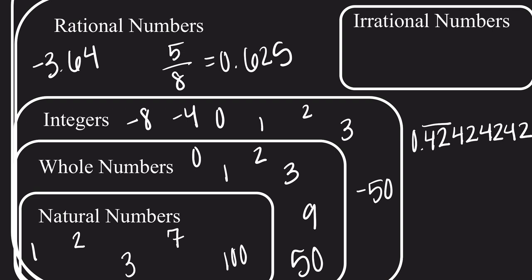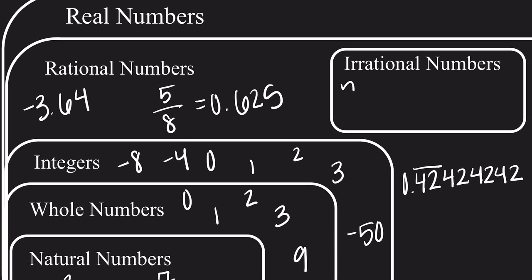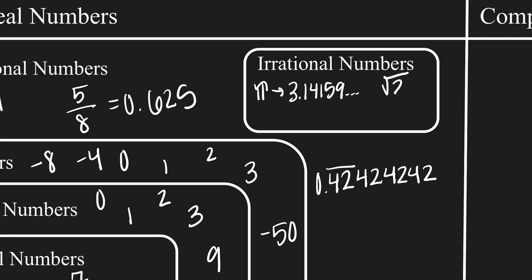Irrational, the main one you're probably going to know is pi, right? Pi is 3.14159, and so on. It's a decimal that goes on, but there's no pattern to it. We can't just predict what the 100th number is. Also a lot of square roots sometimes, like root 2, root 5. Those are also going to be irrational.